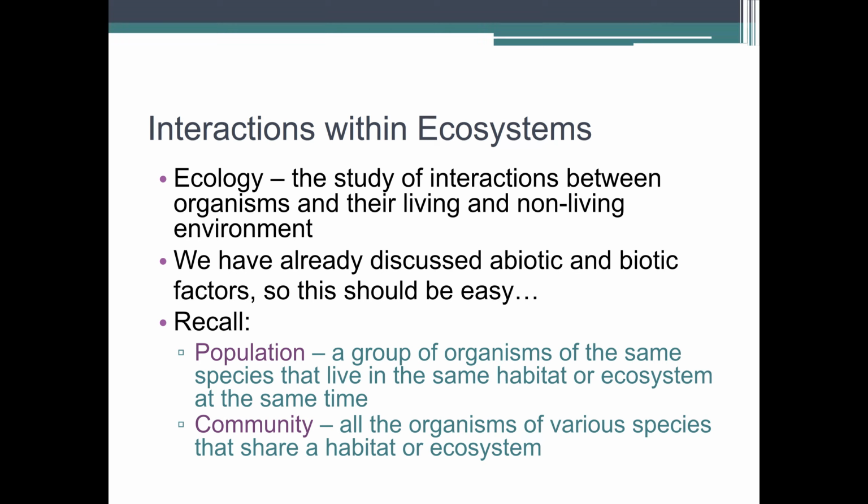Okay, community is all of the different organisms of various species that share a habitat or ecosystem. So community includes all the different species. Again, looking at grasslands, you'd have deer, you'd have mice, even the plants, a couple trees, the grasses, antelope, whatever else might live there.